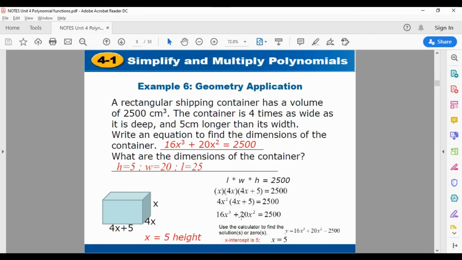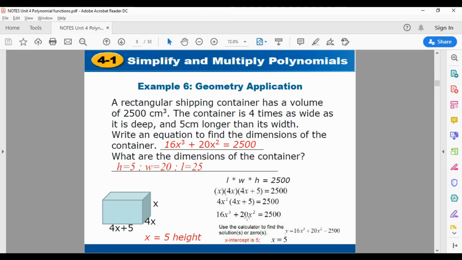Sorry, I'm just trying to zoom in here. So that's where this particular equation comes from. And then we want to know, okay, well, what are the dimensions of the container? Well, you can graph this, and I will post a picture of what this graph looks like, as well as highlight its intercepts. Check that. I'm not going to post the picture. I'm actually just going to do a very quick video that explains where these numbers came from.